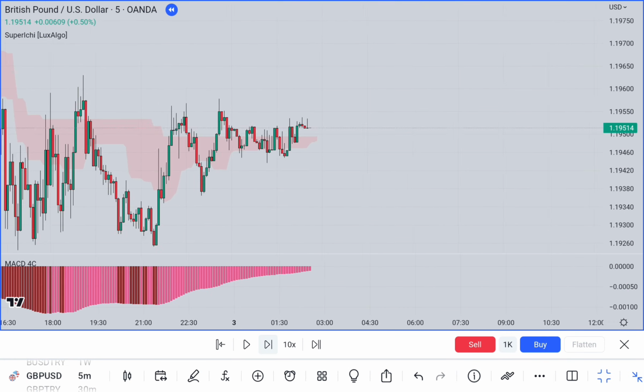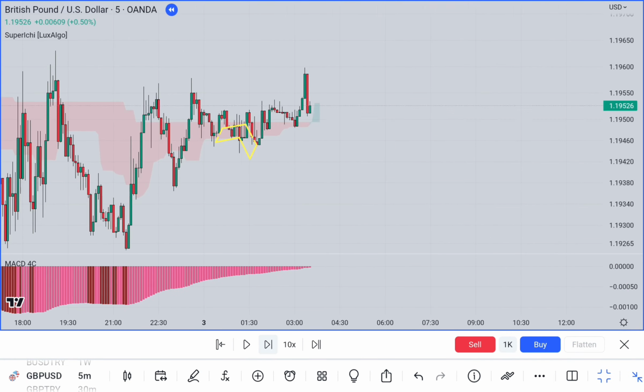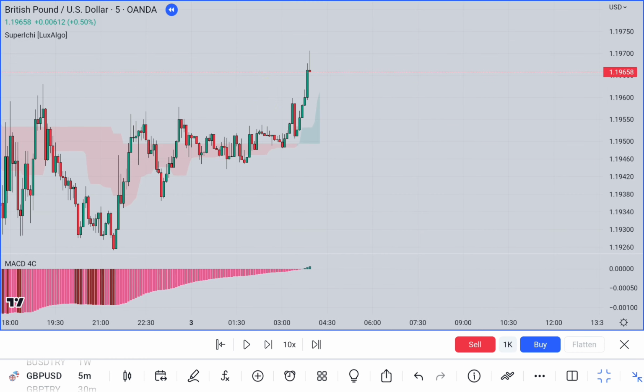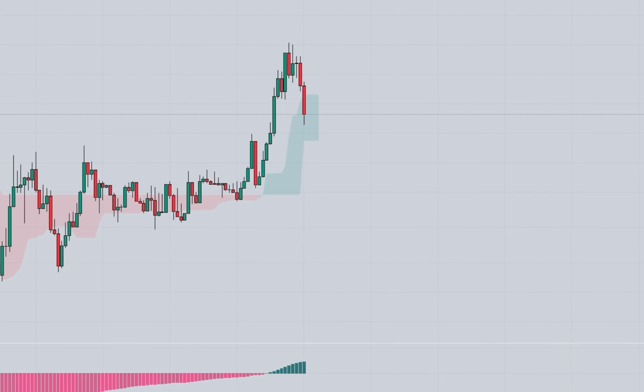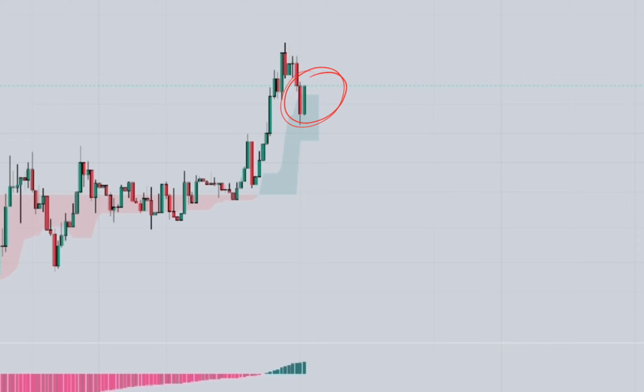Now let's learn an example of a long position. Rule 1. The price should be trading above the SuperIchi clouds. Rule 2. A red candlestick must close inside the green cloud first, followed by a green candlestick closing above the cloud. Rule 3. The MACD indicator should cross above the zero line and show a green bar. When all conditions are met, a long position can be opened.